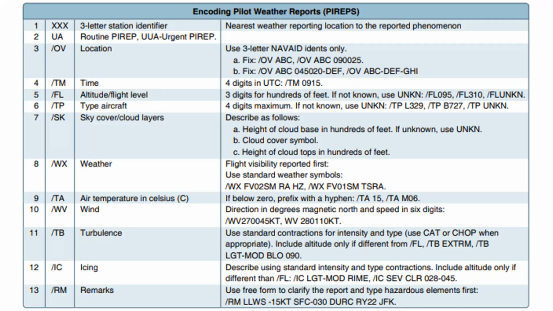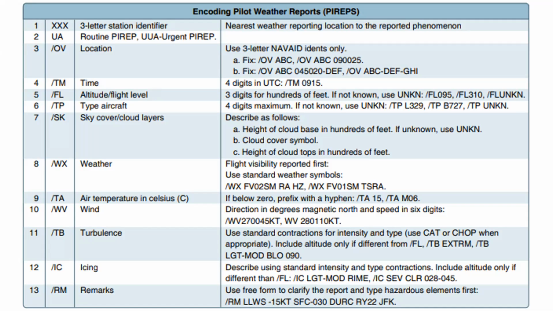Slash WV is wind. It's a direction and then the speed. It should be noted the direction here is indicated in magnetic heading, so magnetic north. So slash WV 270 45 knots would be wind at 270 at 45 knots, or 280 110 knots would be winds at 280 at 110 knots.